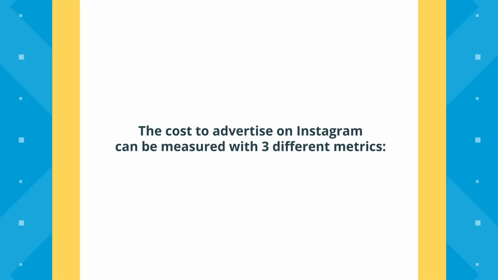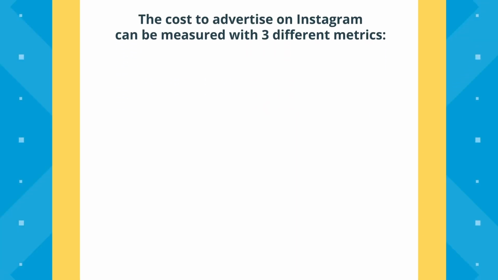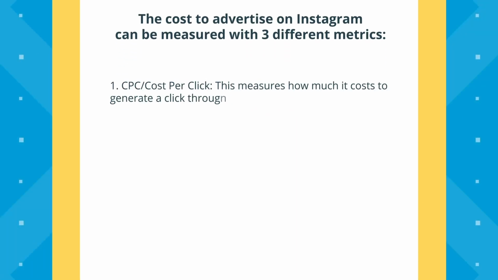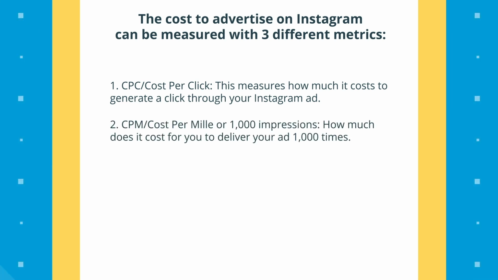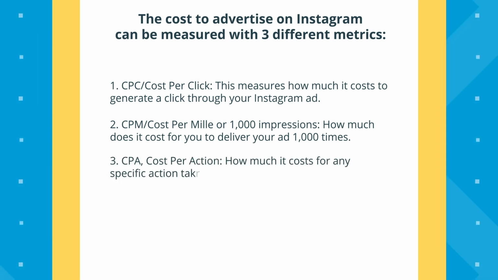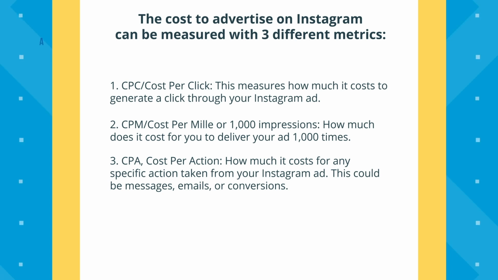The cost to advertise on Instagram can be measured with 3 different metrics. First is your CPC, or your cost per click. This measures how much it costs to generate a click through your Instagram ad. Your CPM is your cost per 1,000 impressions. Basically, how much does it cost for you to deliver your ad 1,000 times? And your CPA, which is your cost per action. In this case, this refers to how much it costs for any specific action that you're measuring. This could be messages or emails or conversions.